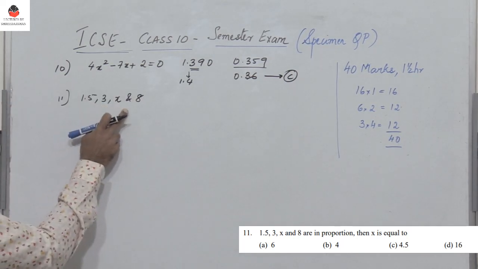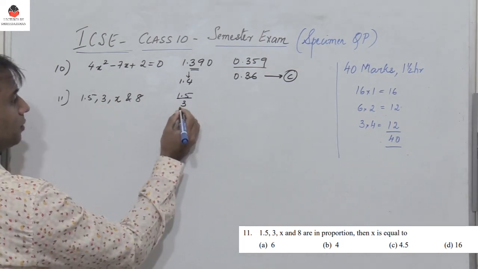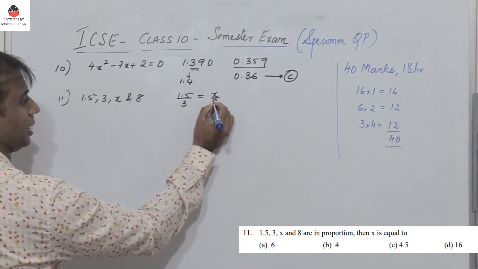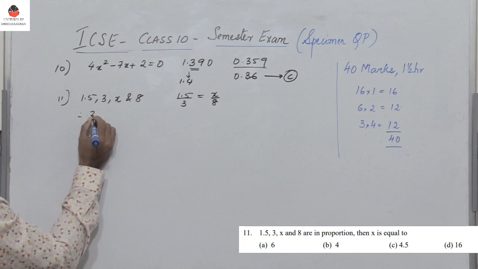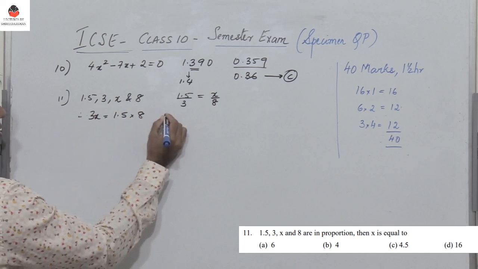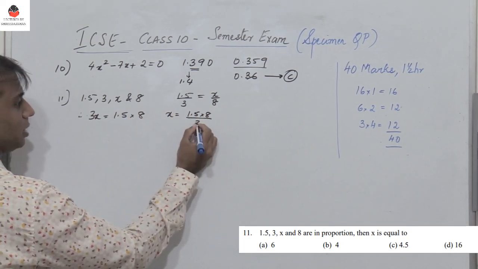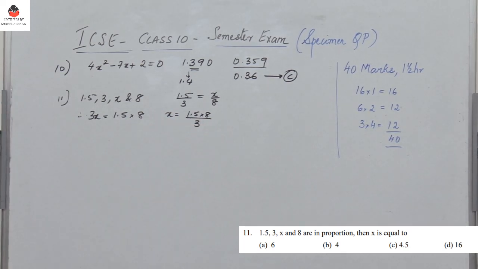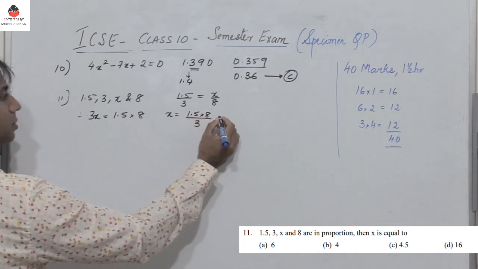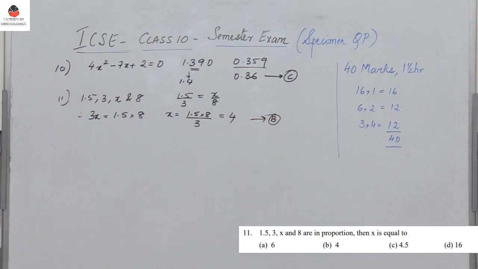If 1.5, 3, x and 8 are in proportion, then 1.5 by 3 is equal to x by 8. So therefore, 3x is equal to 1.5 into 8. So what is x? x is 1.5 into 8 divided by 3. So we get the right answer as 4. So the option is option B.